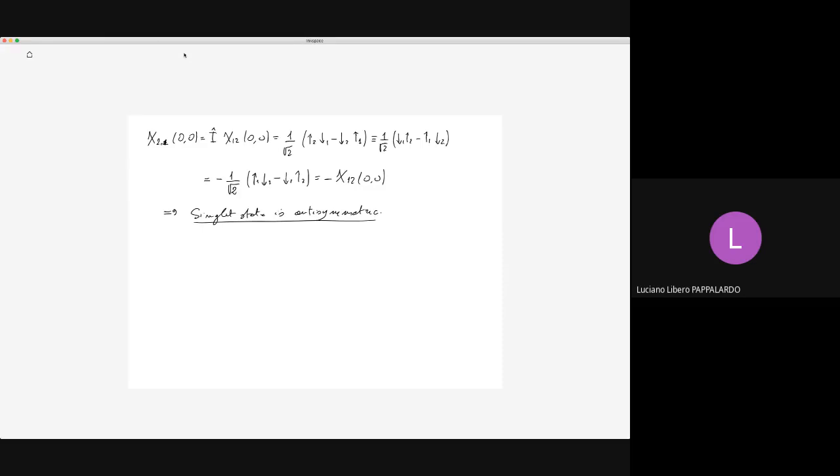What about the triplet states now? One can show in exactly the same way that the triplet states are instead symmetric. One finds easily that chi_21(1,1) is equal to chi_12(1,1), chi_21(1,0) is equal to chi_12(1,0), and chi_21(1,-1) is equal to chi_12(1,-1). And so the triplet state is symmetric.